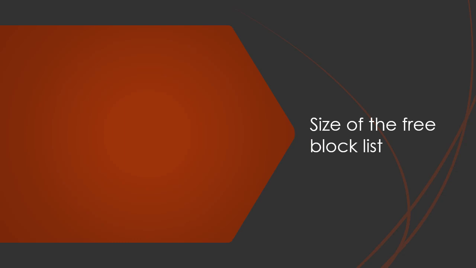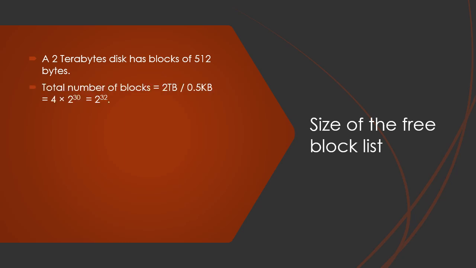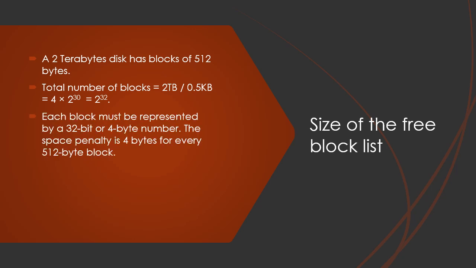Let us talk about the size of the free block list. A 2 terabyte disk has blocks of 512 bytes. Total number of blocks is 2 terabytes divided by 0.5 kilobyte, and this gives us 2 raised to the power 32 blocks. Each block must be represented by a 32-bit or a 4-byte number.